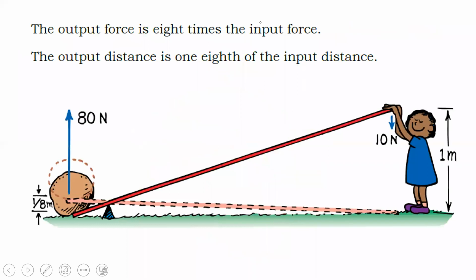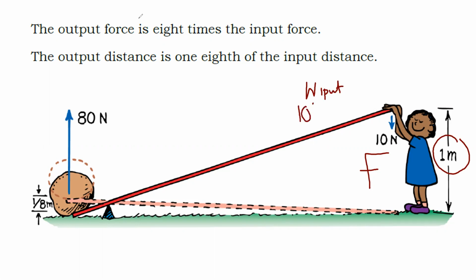So if you have this numerical example here, as you see, we have a girl. The girl pushes the seesaw or the lever downward with 10 Newton. So the amount of force here is 10. And the distance at which she applies the force is 1 meter. So the input here is 10 Newton times 1, which is 10.